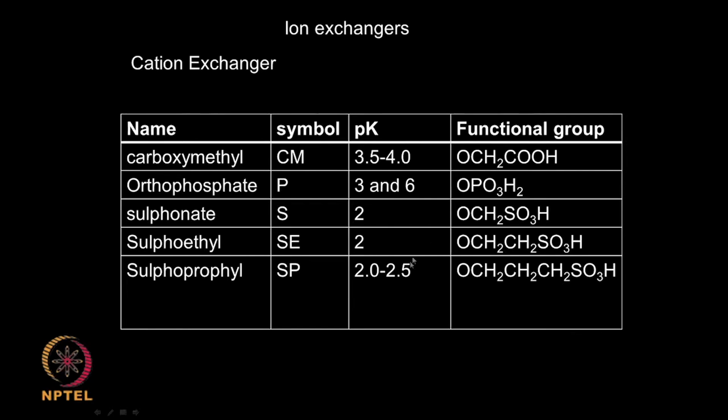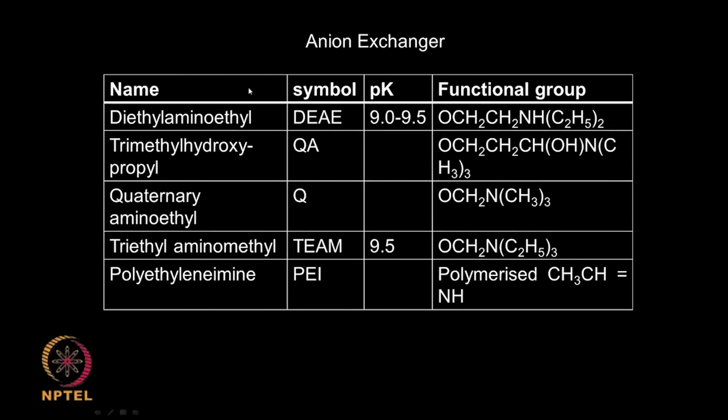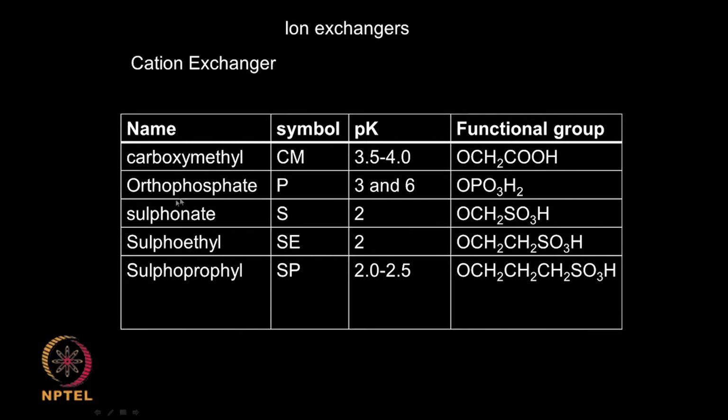Here it gives you the pK values also, very acidic. Now, let us look at the anion exchangers. We have diethylaminoethyl, which will have a positive charge. All these will have trimethylhydroxypropyl, quaternary ammonioethyl, triethylaminoethyl. The pK values will be in the basic region, 9, 9.5, polyethyleneimine and so on. So, these are anion exchangers, whereas cation exchangers, as I said, have carboxymethyl, sulfonate, sulfoethyl, sulfopropyl and so on.